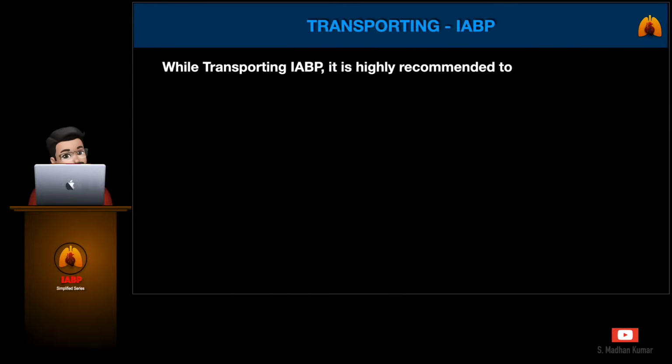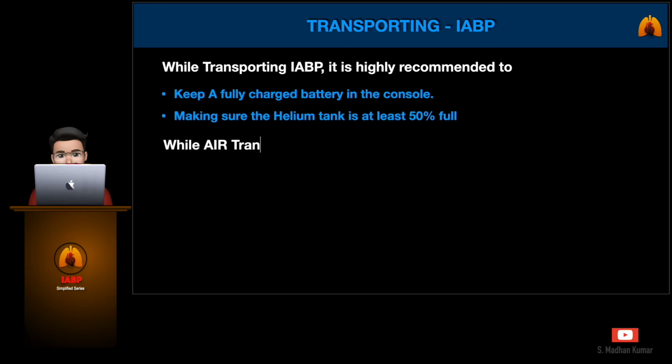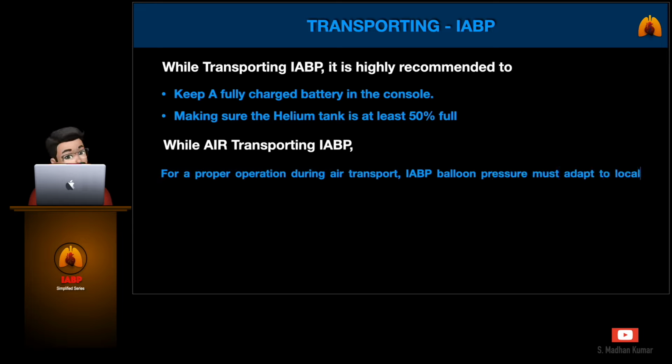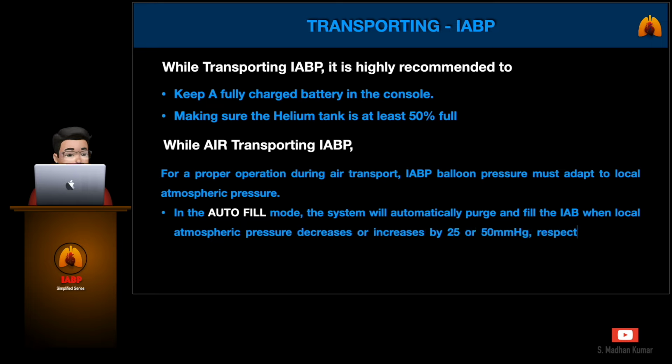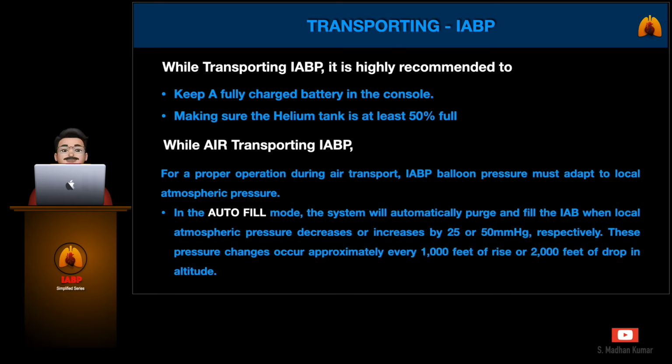Transporting the IABP. While transporting the IABP, it is highly recommended to keep a fully charged battery in the console or a UPS supply, making sure the helium tank is at least 50% full. While air transporting the IABP, for proper operation, IABP balloon pressure must adapt to local atmospheric pressure. In the autofill mode, the system will automatically purge and fill the IAB when local atmospheric pressure decreases or increases by 25 or 50 mmHg respectively. These pressure changes occur approximately every 1000 feet of rise or 2000 feet of drop in altitude.